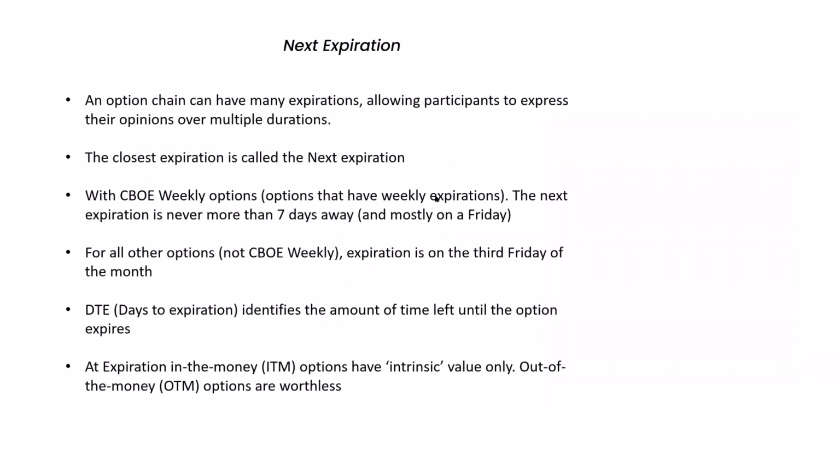So another key point in this presentation is the idea of a next expiration. With options trading, you have many different expirations of the options. Weekly options expire every Friday. Monthly options expire the third Friday of every month. But the closest expiration to present day is called the next expiration. So with weekly options, the next expiration is never more than 7 days away, and mostly on a Friday. And for all other options, not CBOE weekly options, expirations are on the third Friday of the month.